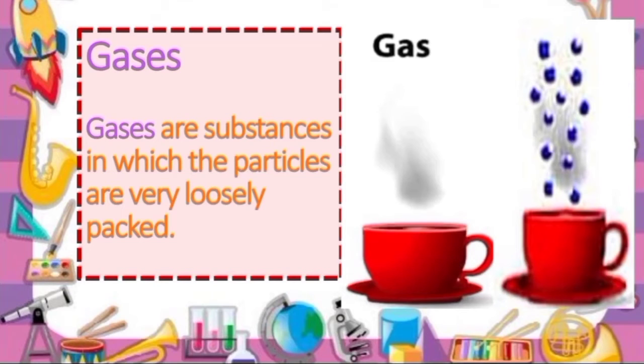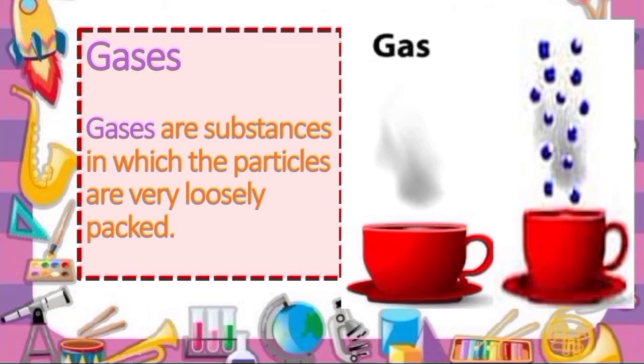Gases have neither a fixed volume nor a fixed shape. The gaseous state has the highest compressibility as compared to solids and liquids. There are a few characteristics of gases. They have neither fixed shape nor volume. They are easily compressible. Molecules are far apart.